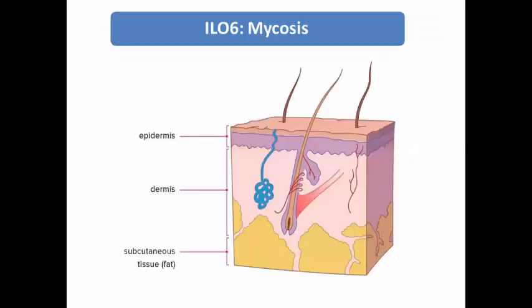Let's move to mycosis. And mycosis is the fungal infection of what? Human. If a fungus causes infection in humans, it's termed mycosis. But first, let's remember the structure of the skin. I know it was one of your ILOs. To summarize it, we have an outermost layer, which is the epidermis, then the dermis, and finally the subcutaneous tissue. Remember this.